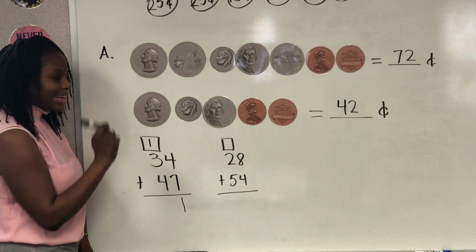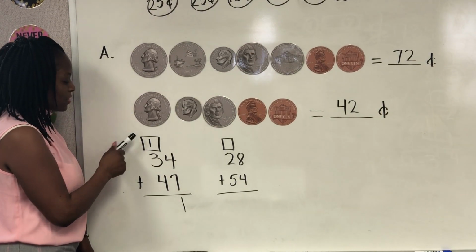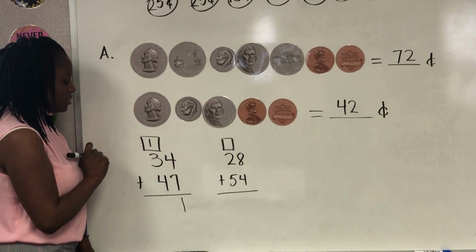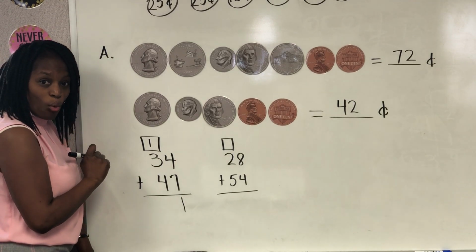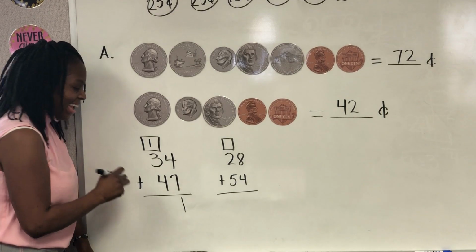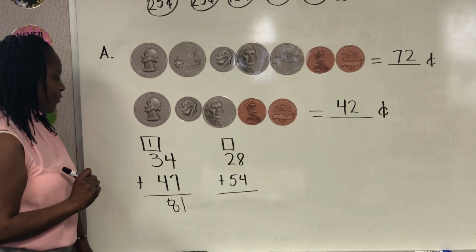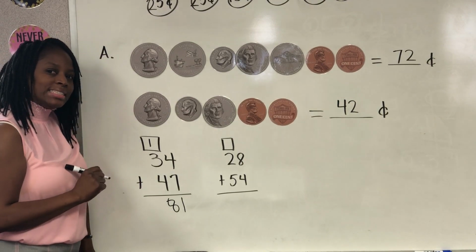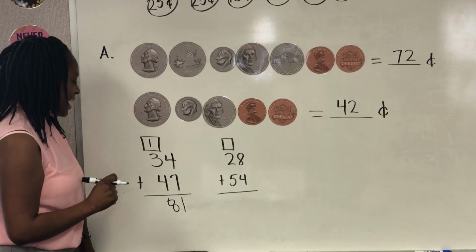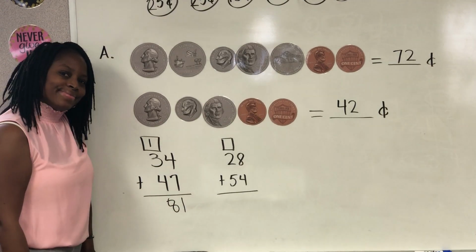Now I'm going to add, starting with the tens place, starting with the number in the carrying box. 1 plus 3 equals 4. And 4 plus 4 equals 8. So therefore, 34 plus 47 equals 81. All right, go ahead and do the next one.